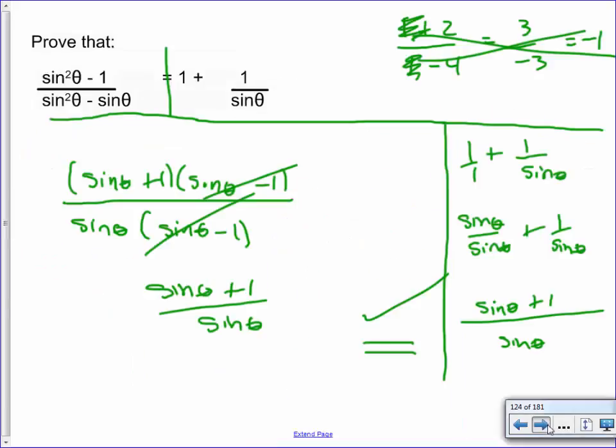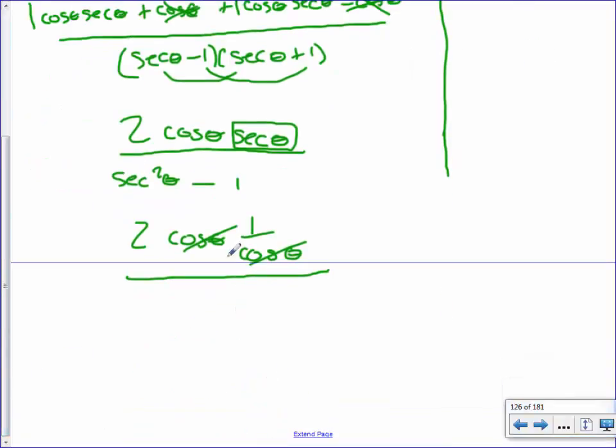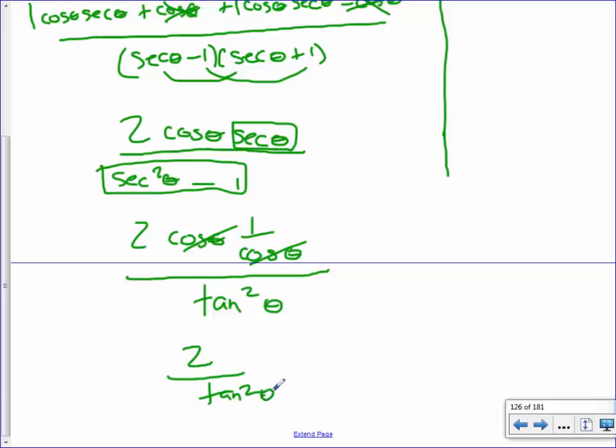So going back to our problem, rather than writing this secant squared minus 1, I'm going to write tan instead. I think it was tan squared though. All right, well, what does that mean I'm left with? It means I'm left with 2 times 1, that's kind of pointless, over tan squared. That's about as far as I'm going to go on this side here.